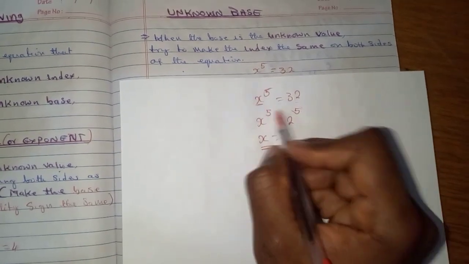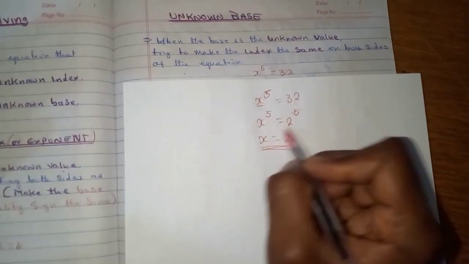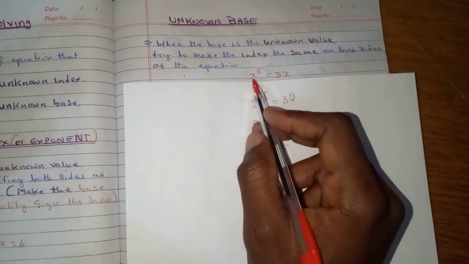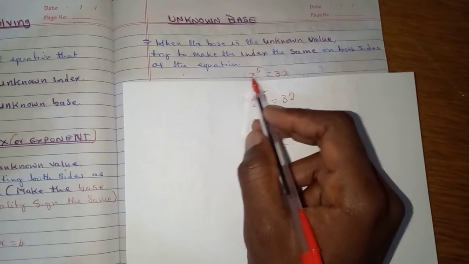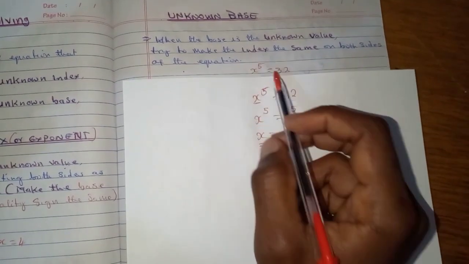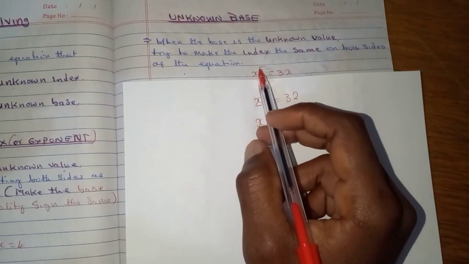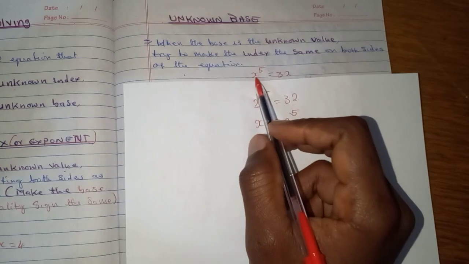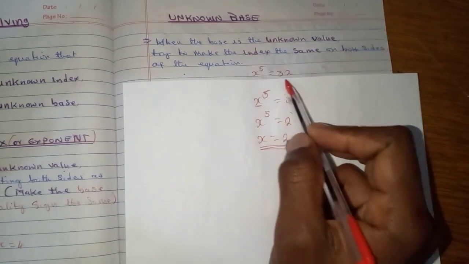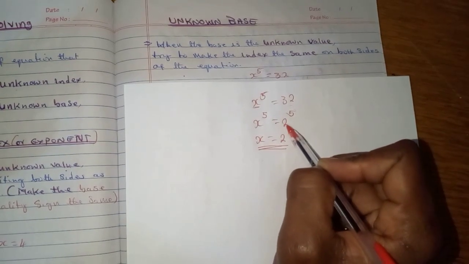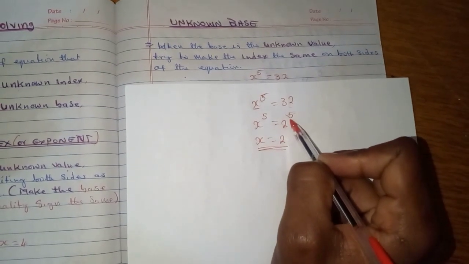x is equal to 2 because the indices are the same. So that is the only way. That's what you're supposed to do in this kind of equation when you're given the base which is unknown, but you have a power here. So make the index the same, but once you do that, the value for x will be the base of the other power that you have manipulated or solved here.